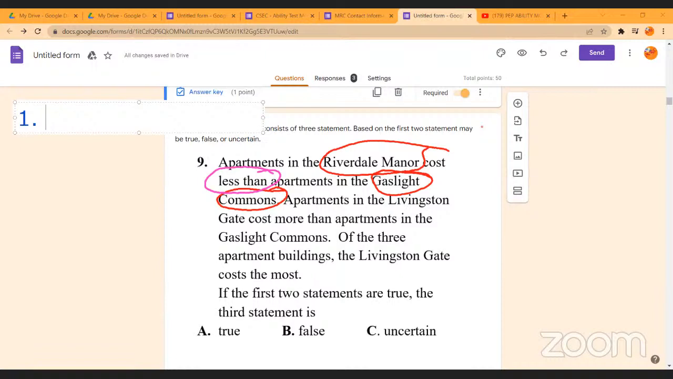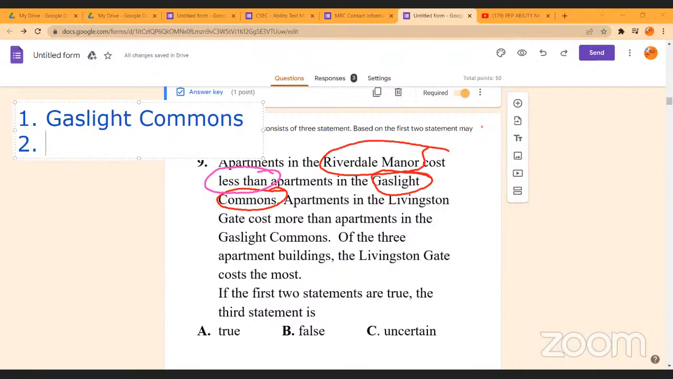Which one is the top-notch place now, Santina? Gaslight or Riverdale? Which one is more expensive, Gaslight or Riverdale? Gaslight, miss. Beautiful, well done. So in number one, we have Gaslight Commons. Good. So if Gaslight Commons is in number one, what is in number two position? Riverdale. Awesome, Riverdale.